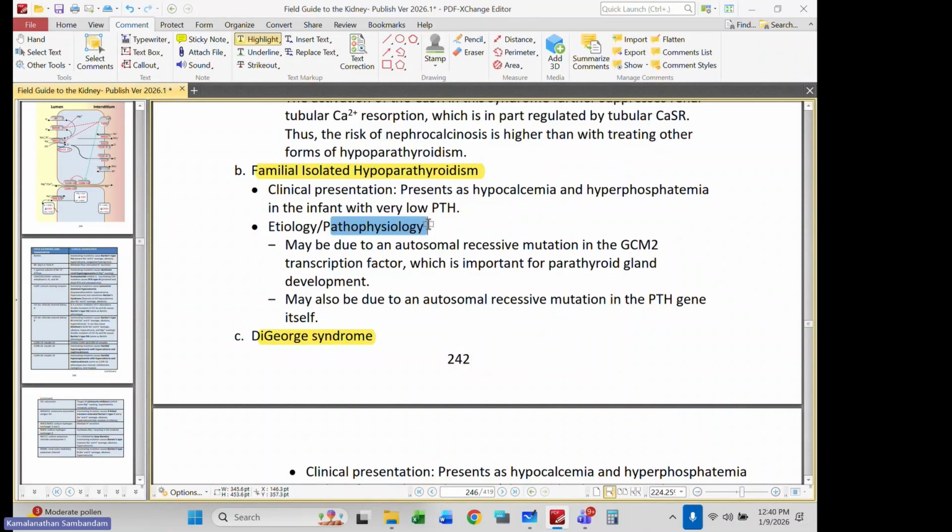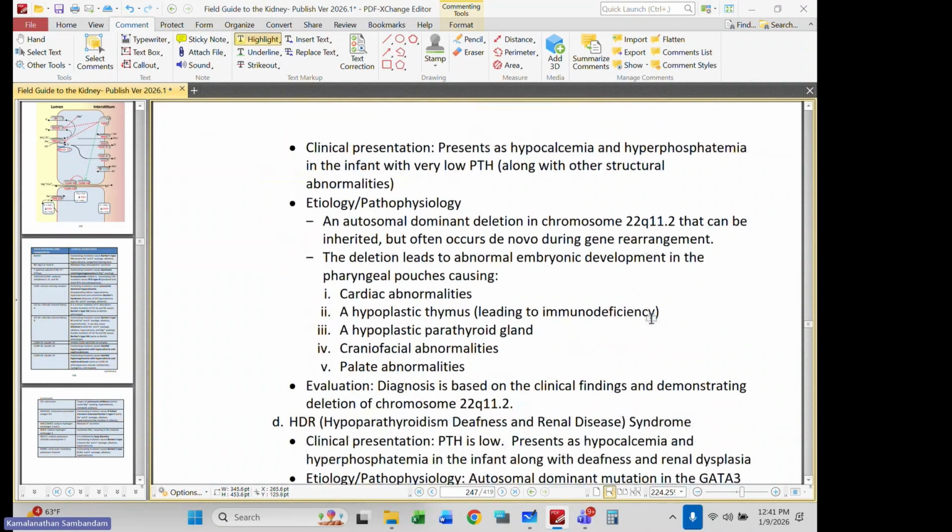So pathophysiology involves a transcription factor, which is important in parathyroid gland development. And sometimes it's a mutation in the PTH gene itself. If you know that underlying pathophysiology, one would predict the presentation: hypocalcemia, and in this case, hyperphosphatemia, right? Hyperphosphatemia will be manifest because that PTH is low. All right. Similar kind of story in many respects.